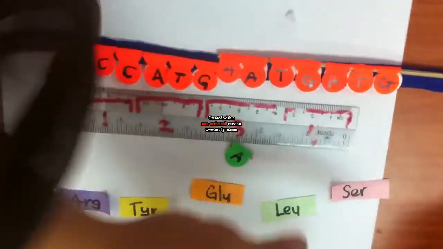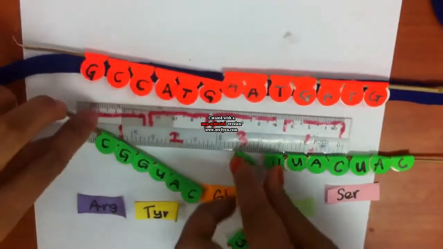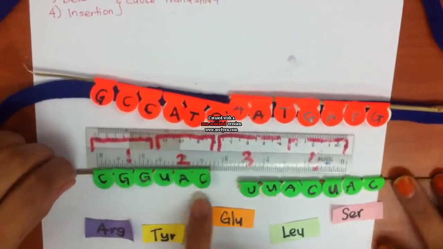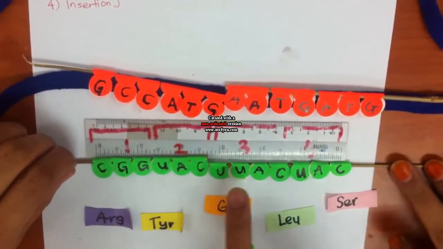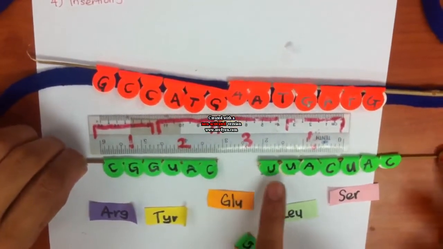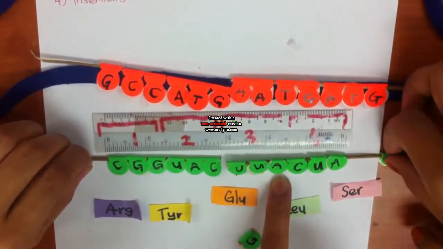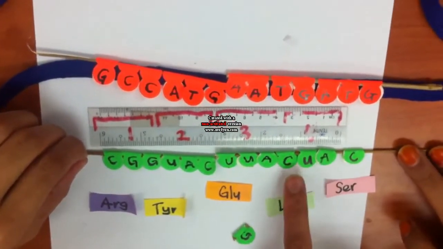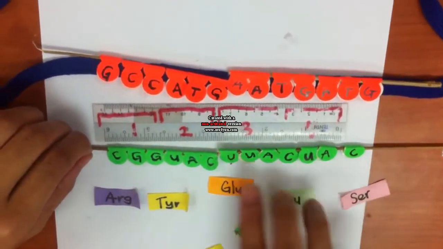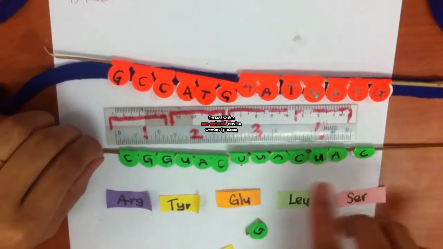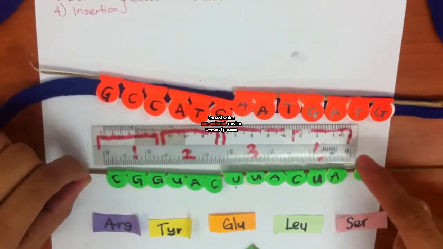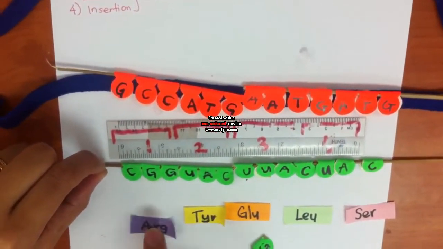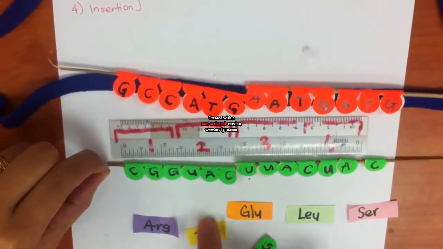So the sequence is now CGG, the same. UAC is the same, but now the new sequence is UUA, because we removed already just now 3 bases, and the fourth codon is CUA. Right, so now this mRNA will undergo translation, so it produces the same thing, arginine. This one CGG, arginine, UAC, tyrosine.